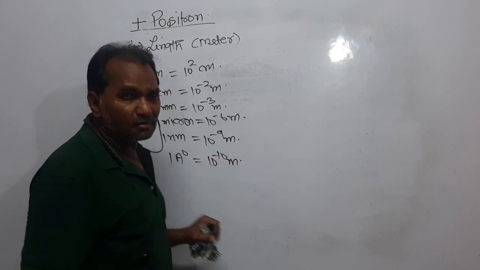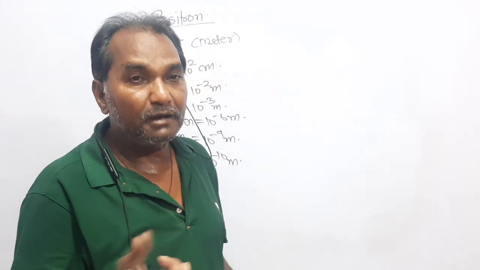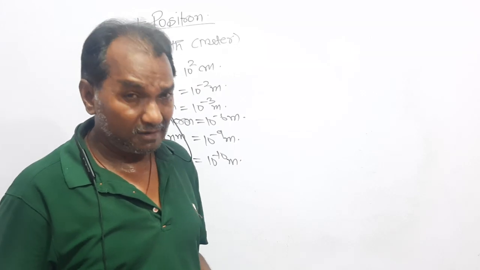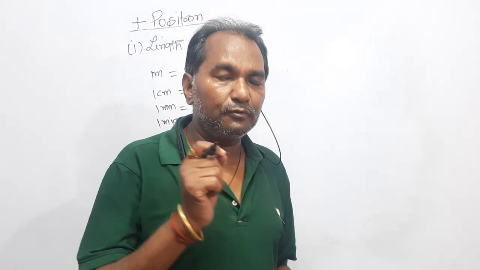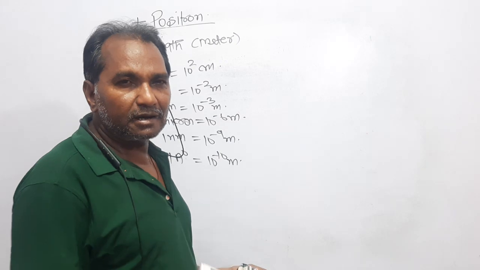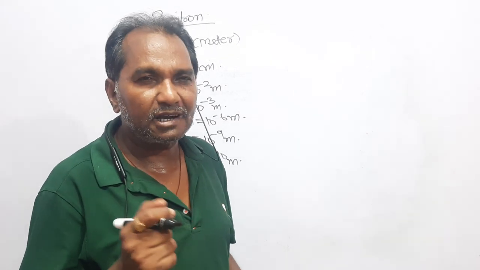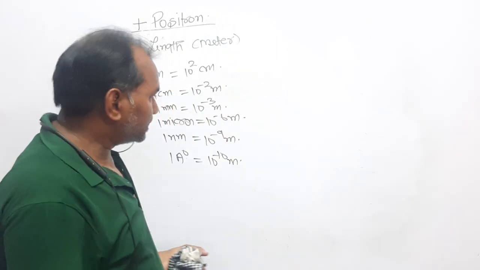The angstrom is a very useful small unit of length used to measure the wavelength of waves or light. The wavelength of visible light lies between 4000 and 8000 angstrom. Red light has the maximum wavelength, approximately 8000 angstrom, whereas violet has the minimum wavelength, approximately 4000 angstrom.